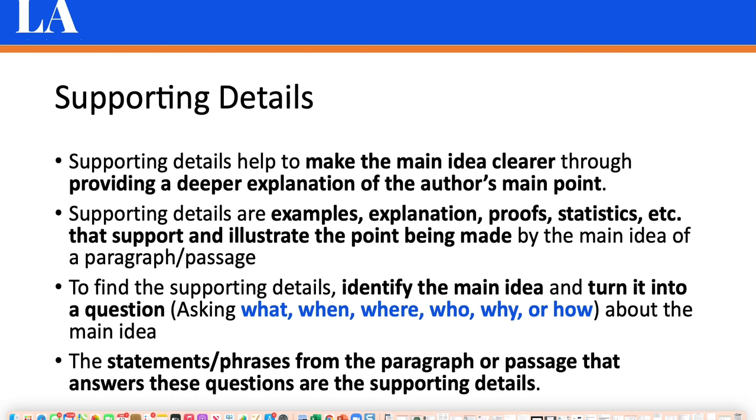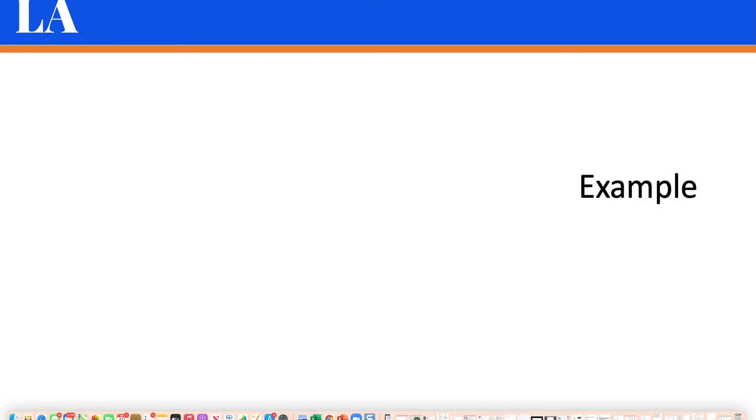To find the supporting details, you must identify the main idea and then turn it into a question by asking what, when, where, who, why, or how about the main idea. The statements or phrases from the paragraph or passage that answer these questions are the supporting details. Let's look at an example.